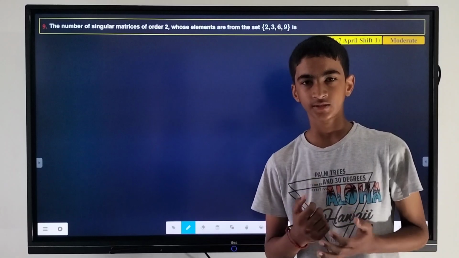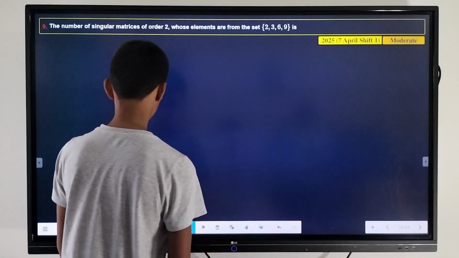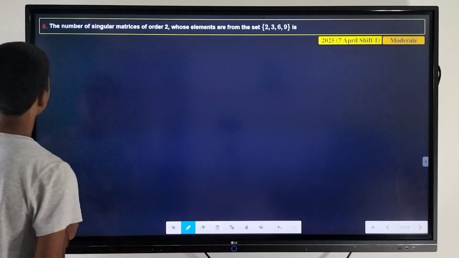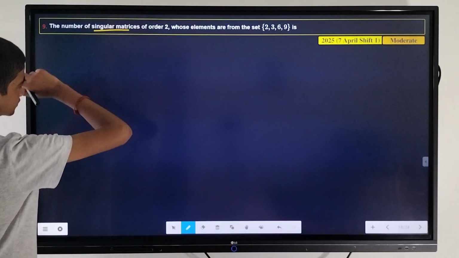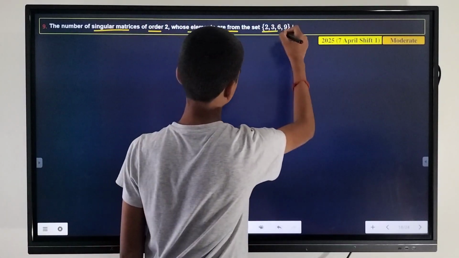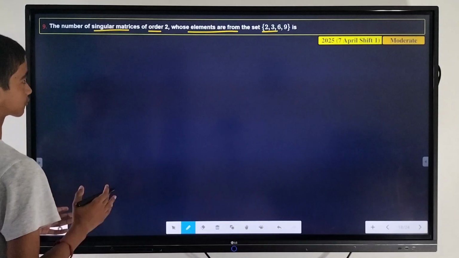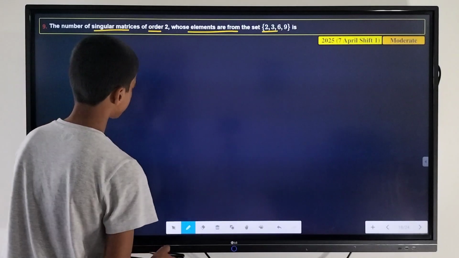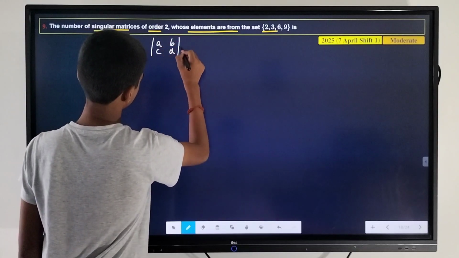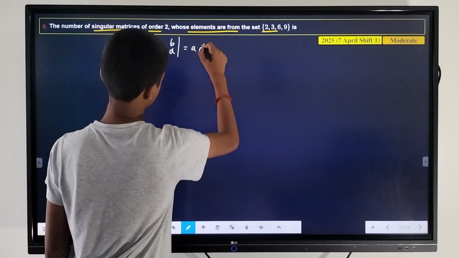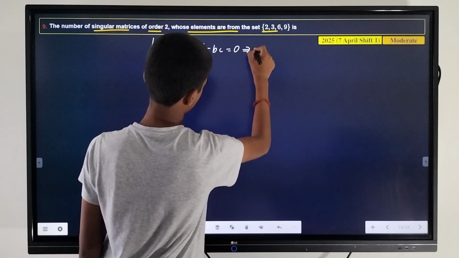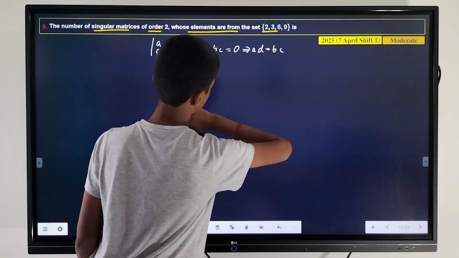Here is our next question now. This time our question says the number of singular matrices of order 2 whose elements are from the set. This set is. So this is a mixed question of P and C and matrices. Let's say determinant of A, B, C, D. This is equal to AD minus BC, and this is equal to 0. So from here we will get AD is equal to BC.